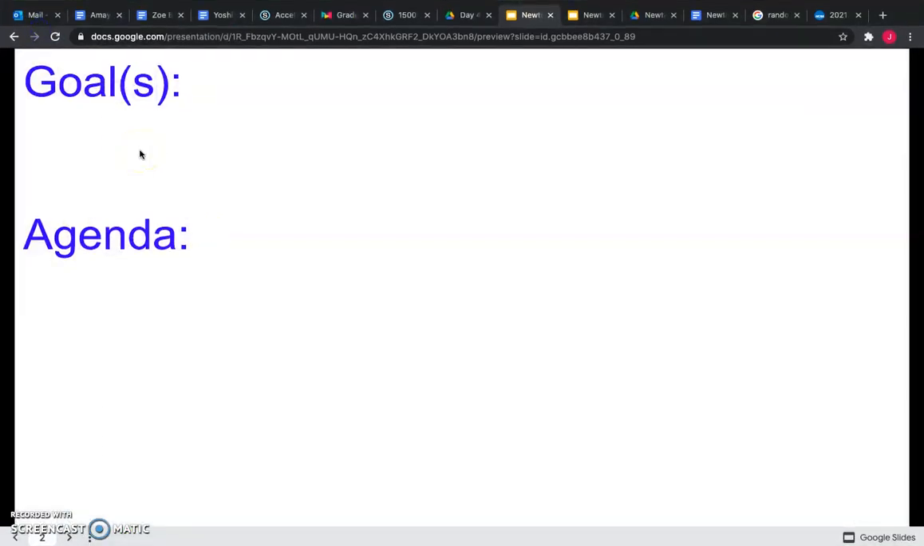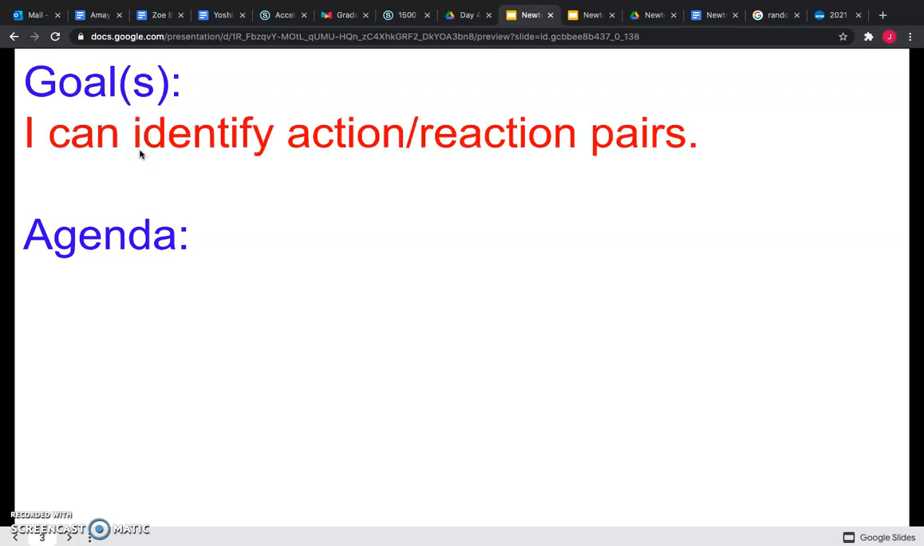In this lesson, our goal is to be able to identify action and reaction pairs. If you don't know what that is, we'll learn by the end of the lesson.